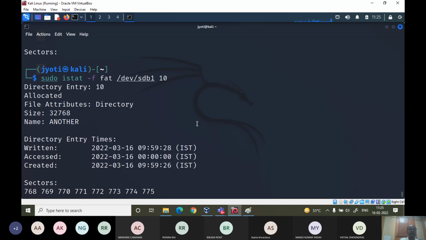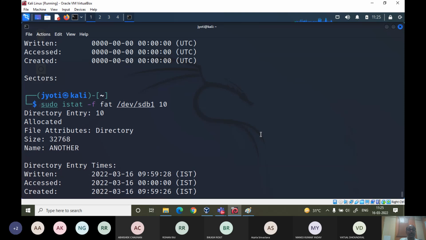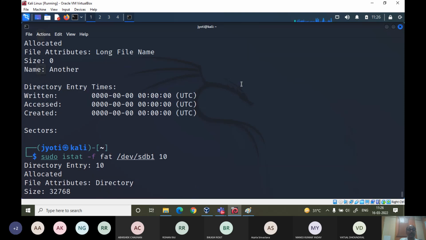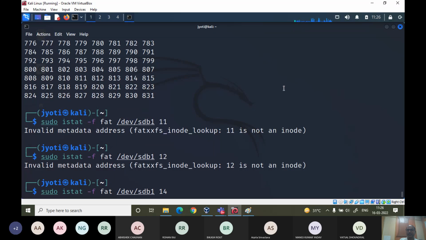So today we'll stop here. Next day we'll continue with this FAT and then the NTFS system: exactly what if we have NTFS, how things will change. Following that we will go through at least EXT2, EXT3 and EXT4.